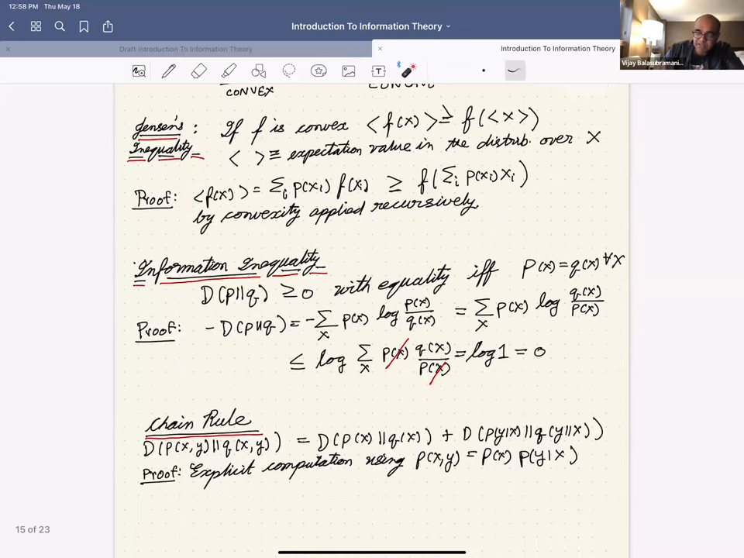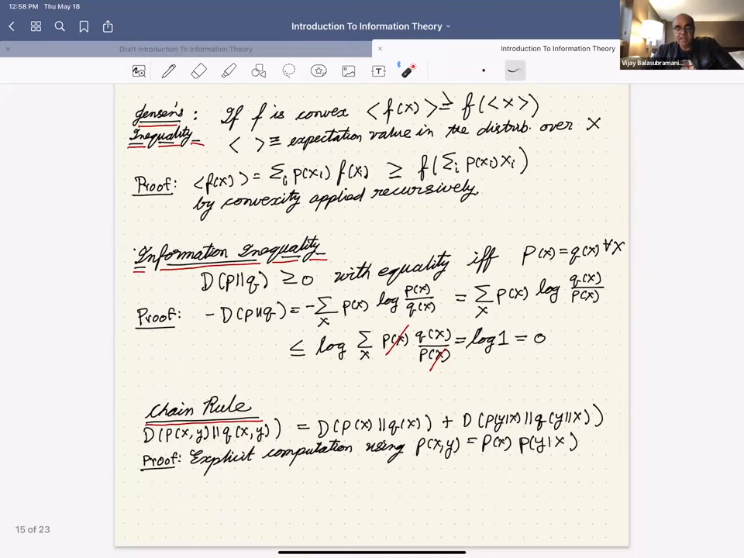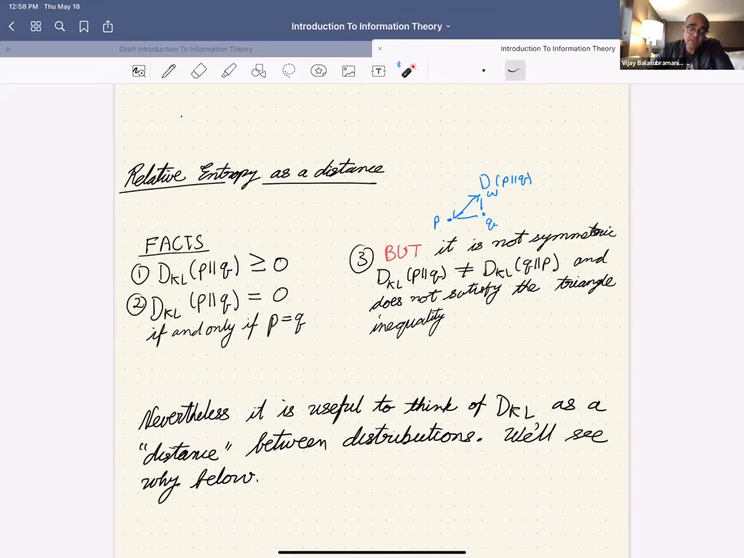Likewise, there's a chain rule property that we won't bother with. The net things coming out of this are three very important facts. One is we just proved that the relative entropy is always non-negative. You can also check that it's zero if P equals Q.